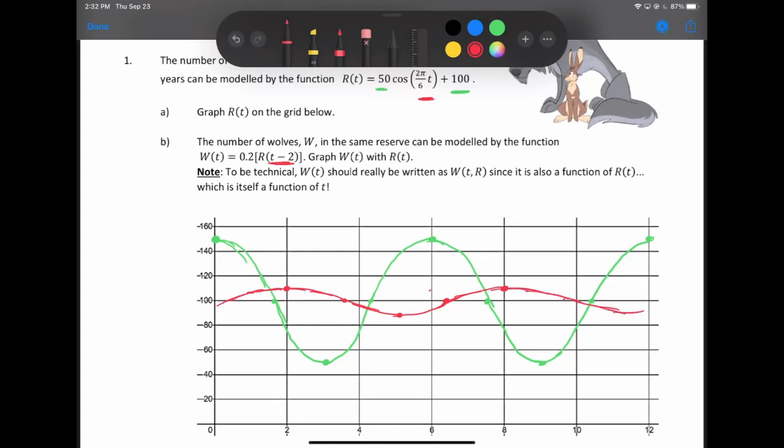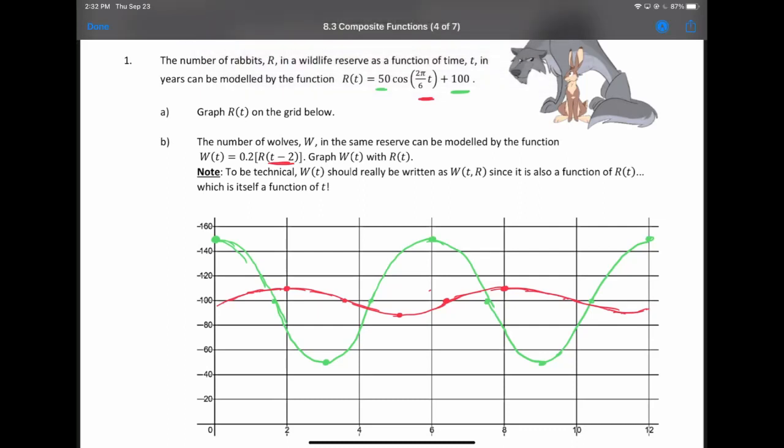Now, some of you may be wondering, well, why is it at t minus 2? What's the relevance of that? Well, think about it this way. If you're one of the wolves and you say, hey, it's a great summer, there's a lot of rabbits out there, so you go out and eat a bunch of the rabbits. The rabbit population is going to drop because you're eating them all, and your population is going to go up because you got lots of food.